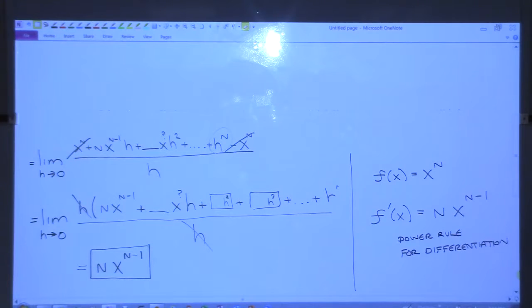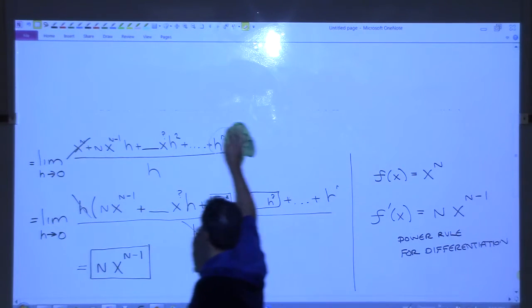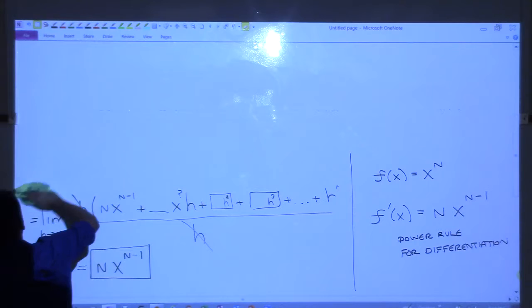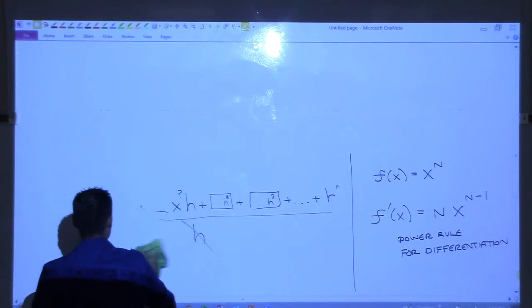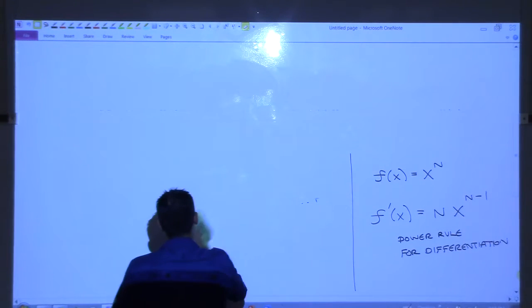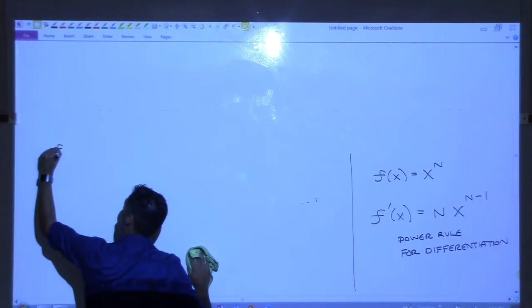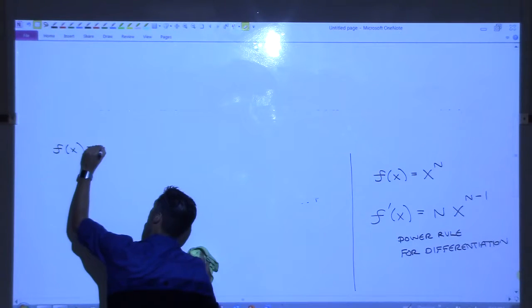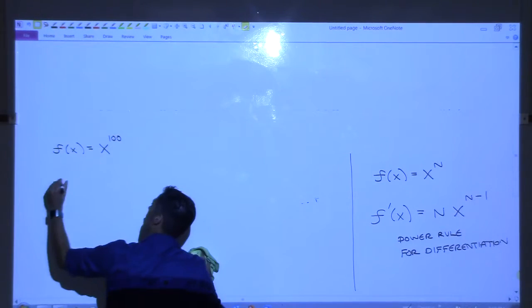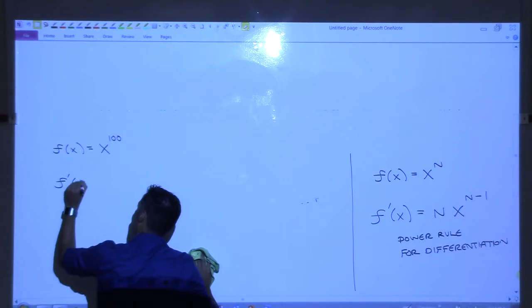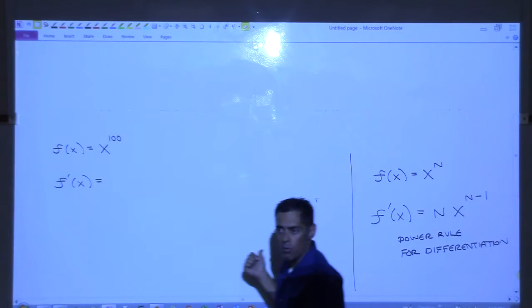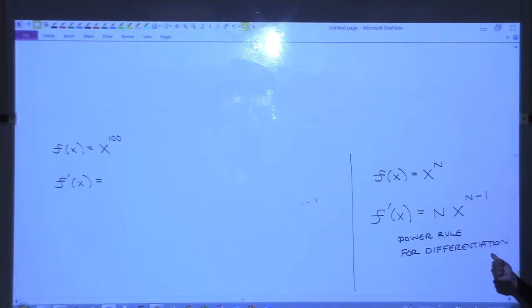So let's see the power rule in action. Let's go back to the problem that we started with, that we kind of were like, we do not want to do that. That's going to suck, right? So now you're given the function f of x equals x to the 100th power. What is the derivative of that according to the power rule? 100x raised to the 99.